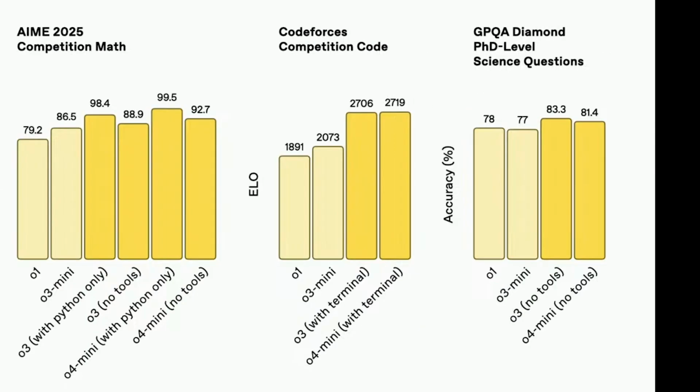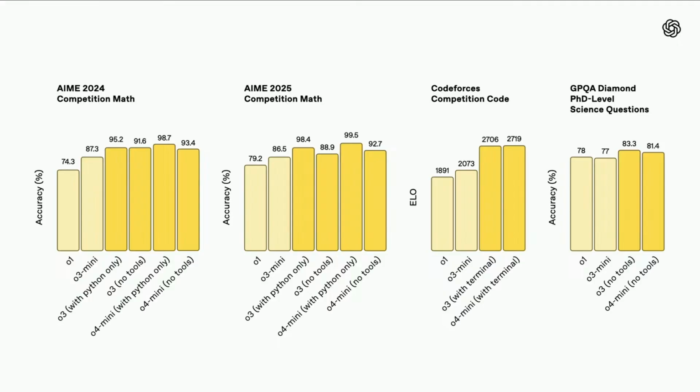Now, on the Codeforces benchmark, o3 and o4-mini get a score of around 2,700, which puts them in the top 200 competitive coders in the world, at least based on this benchmark. And then on the GPQA, we see only its performance without tools, but it's still a solid upgrade over the previous o1 and o3-mini.